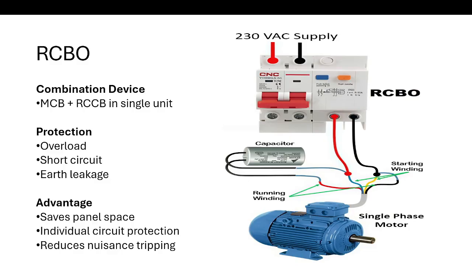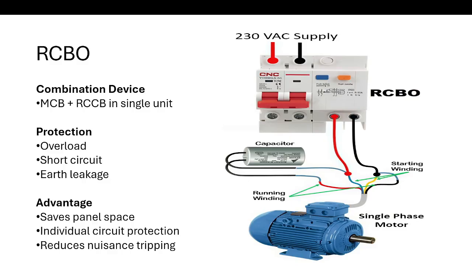So it protects against overload, short circuit and earth leakage. So what is inside the RCBO? Again, if it is protecting against the overload and short circuit, there must be a thermal element. So the thermal element trips during overload, and the magnetic element trips during short circuit.